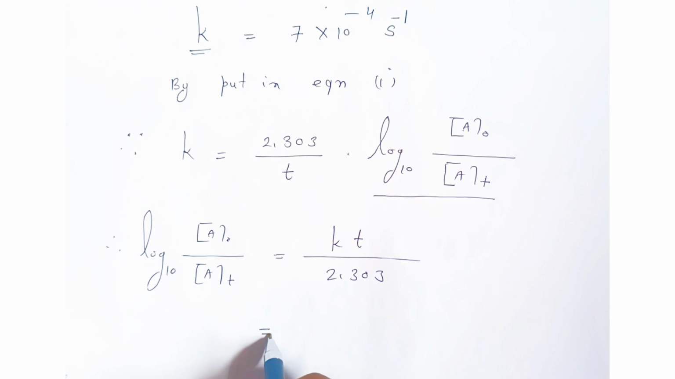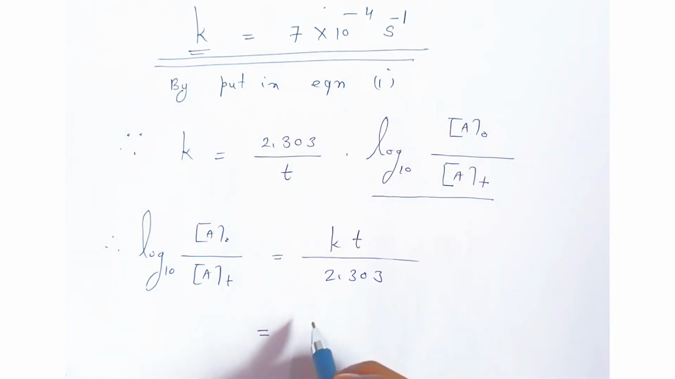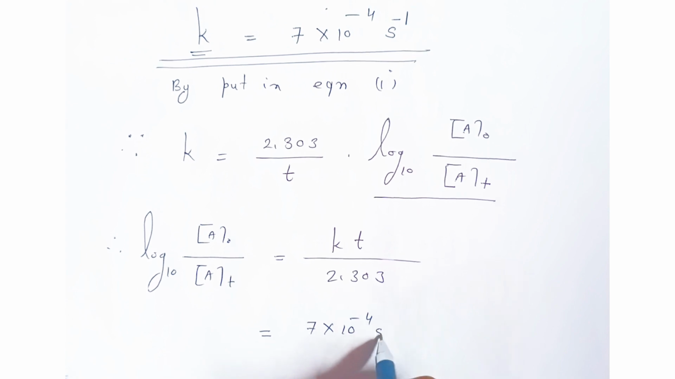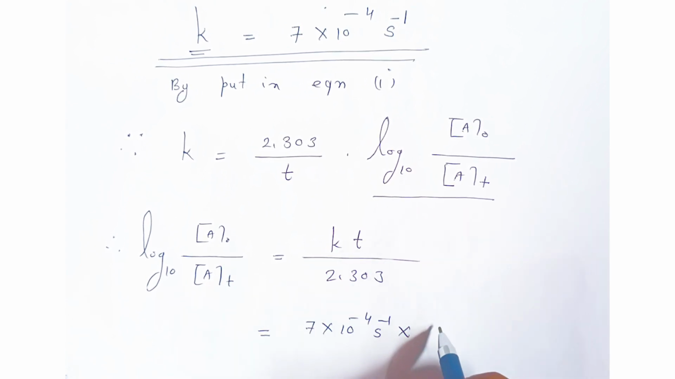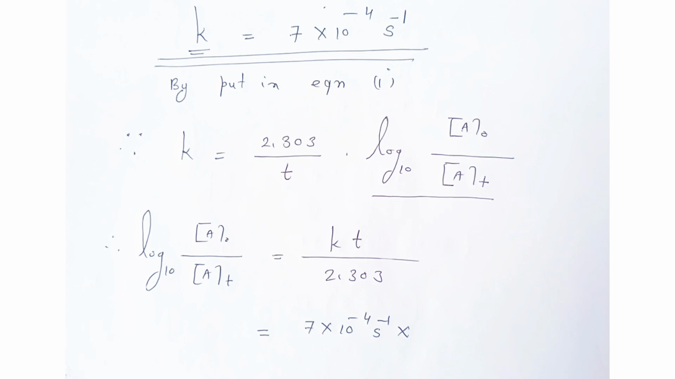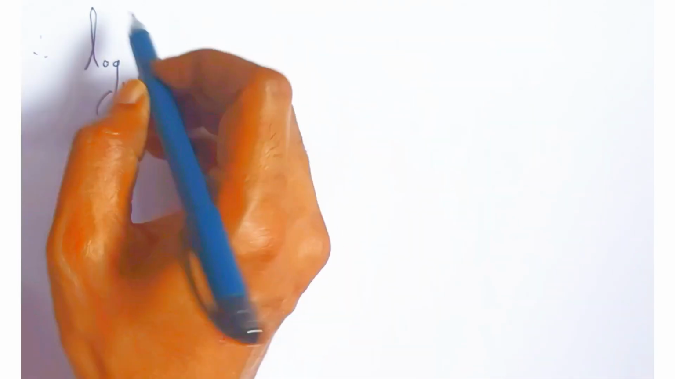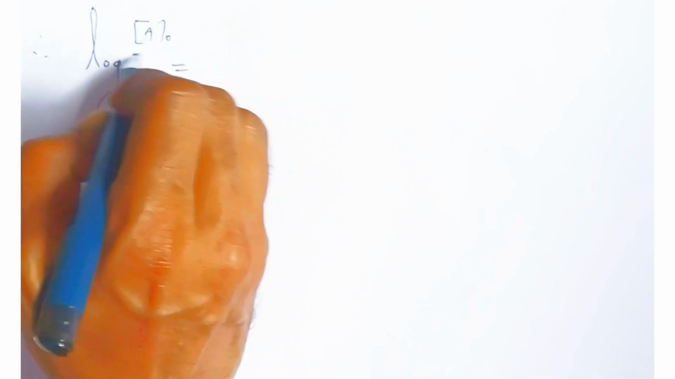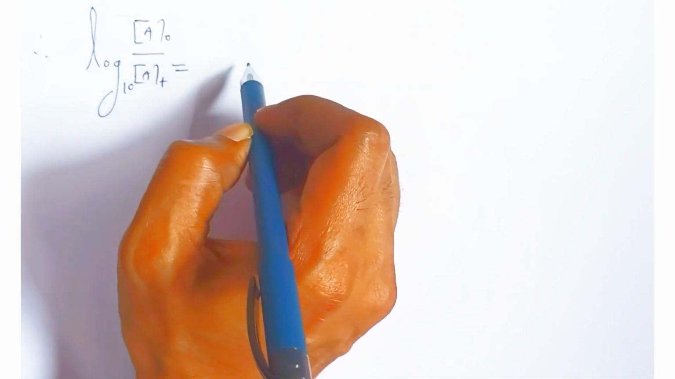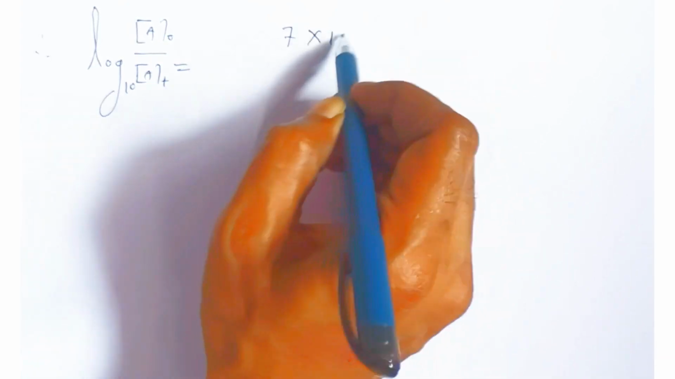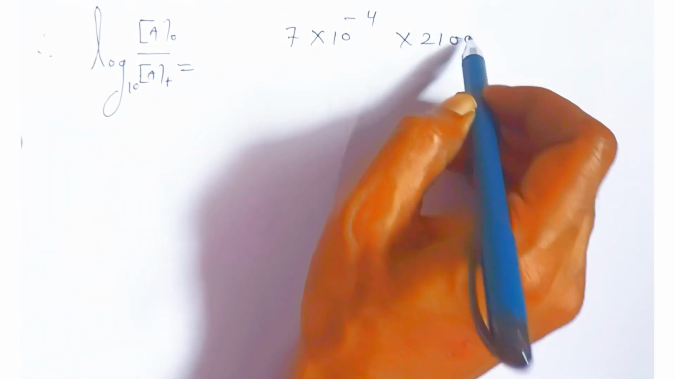Now just put the values, students. We already got the value of k, so put it here: 7 into 10 raised to minus 4 second inverse. The t value is already given, that is 2100 seconds, upon 2.303. Second inverse will cancel with second. Now this number you have to multiply. Log of base 10 of initial concentration of A upon concentration of A at time t will be 7 into 10 raised to minus 4 into 2100 upon 2.303.